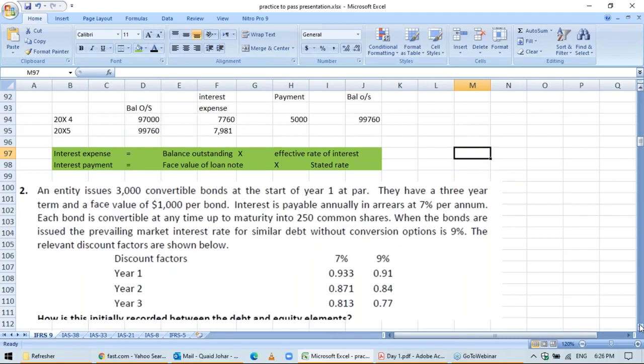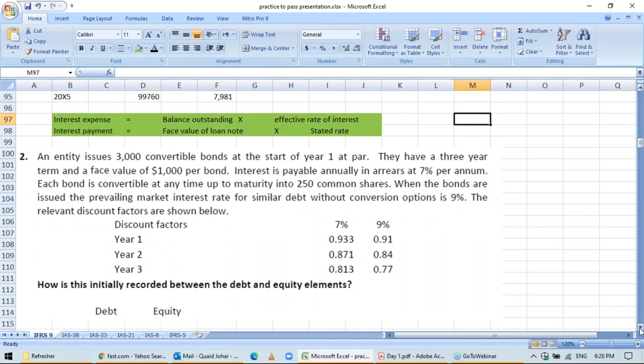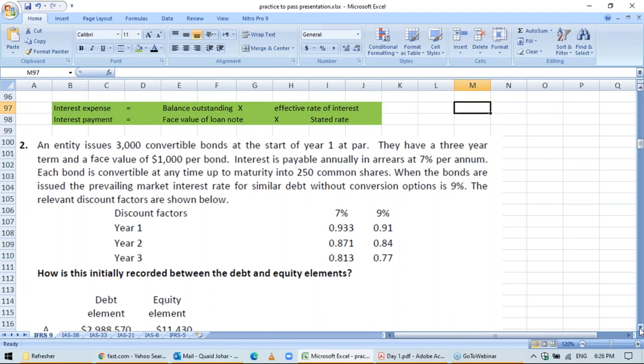Question number 2. This question is on convertible bonds. A convertible bond is a hybrid. It's a mixture of equity and a debt instrument. The entity issues 3,000 convertible bonds at the start of year 1 at par, or the face value, with a 3 years term and a face value of 1,000 per bond. Interest is payable annually in arrears at 7% per annum. This 7% is the stated rate of interest.